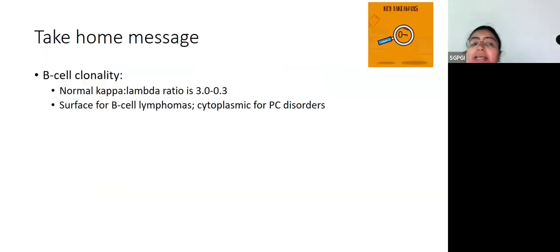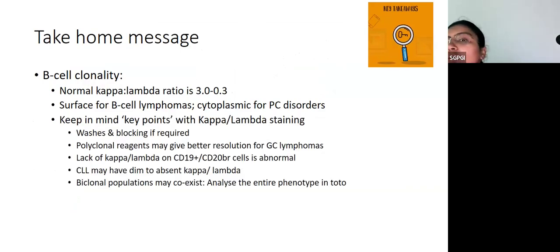So the take home message for B cell clonality is, remember that the normal kappa lambda ratio as expected on a flow cytometry dot plot is 3 to 0.3. You do surface staining for B cell lymphomas, cytoplasmic staining for plasma cell disorders. But keep in mind the key points when doing a kappa lambda staining: washes and blocking if required. If you are choosing a panel today, it is better to go with polyclonal reagents, especially for germinal center lymphomas. If you have 19 positive, 20 bright cells which lack the expression of light chains altogether, that also is an abnormality.